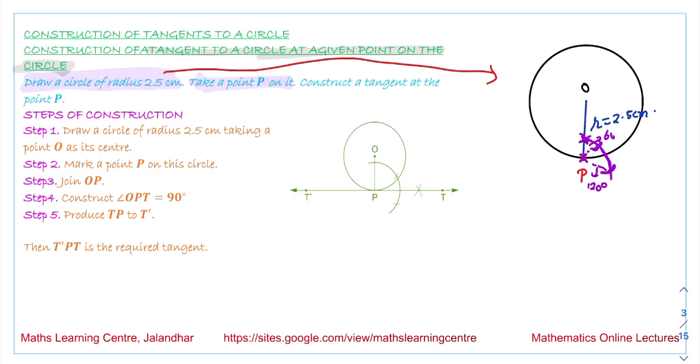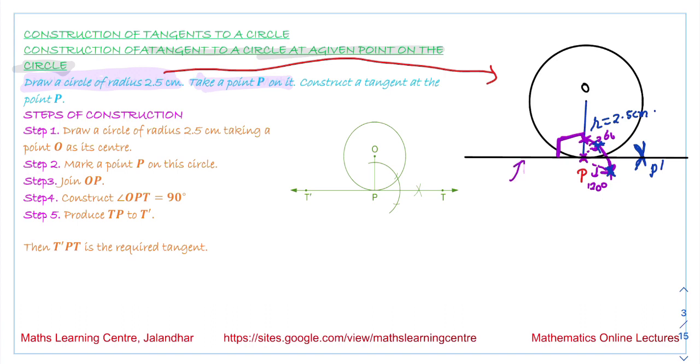Now we have to bisect this angle. We keep the compass at this point at 60 degree and draw an arc over here. We keep the compass at this angle 120 degree and draw an arc over here, and we name this point, say, P dash, or you can name it Q. Now we join these 2 points with a straight line in this form. This straight line is at an angle of 90 degree to this radius.